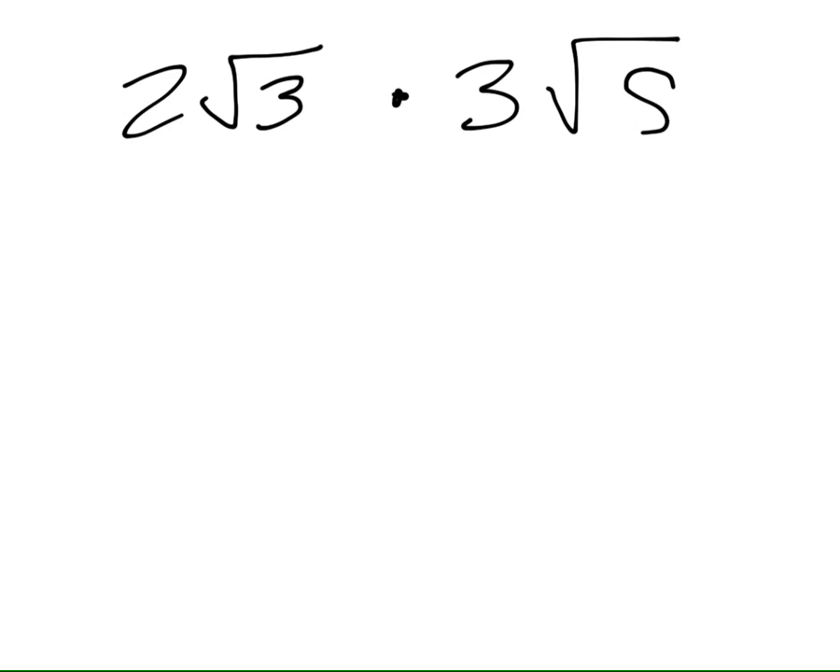Try this then. If you have 2 radical 3 times 3 radical 8. So you multiply the stuff on the outside of the square root together, that stays on the outside. You multiply the stuff on the inside of the square root together, that stays on the inside. And then you simplify the radical as far as you can. So try that yourself for a second here first.